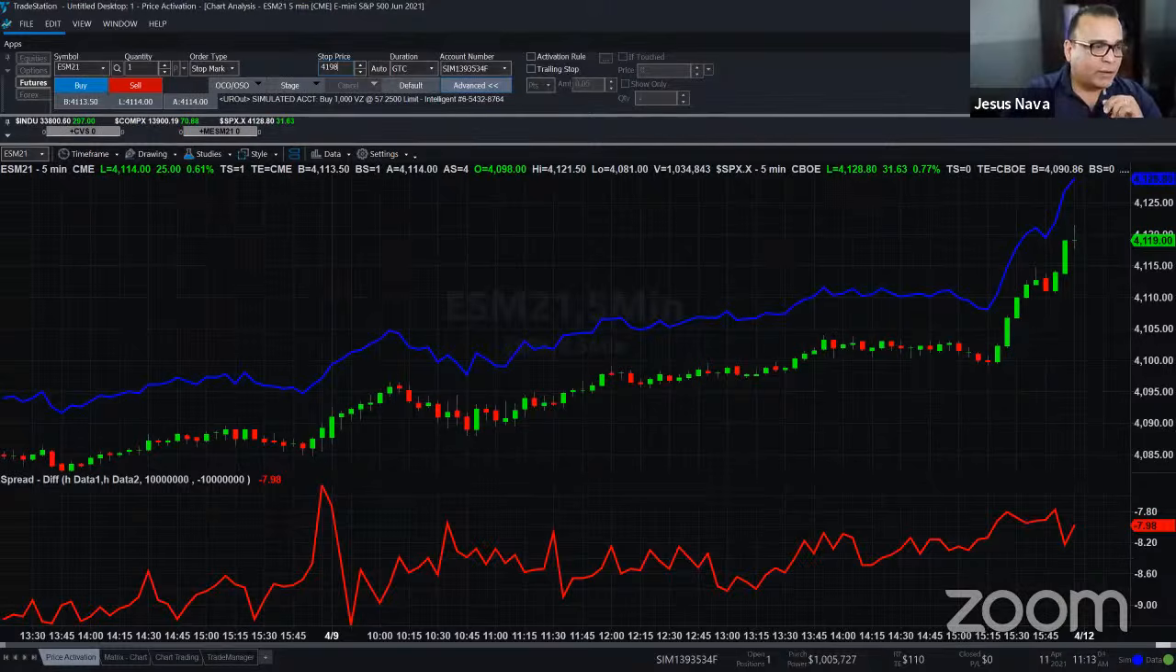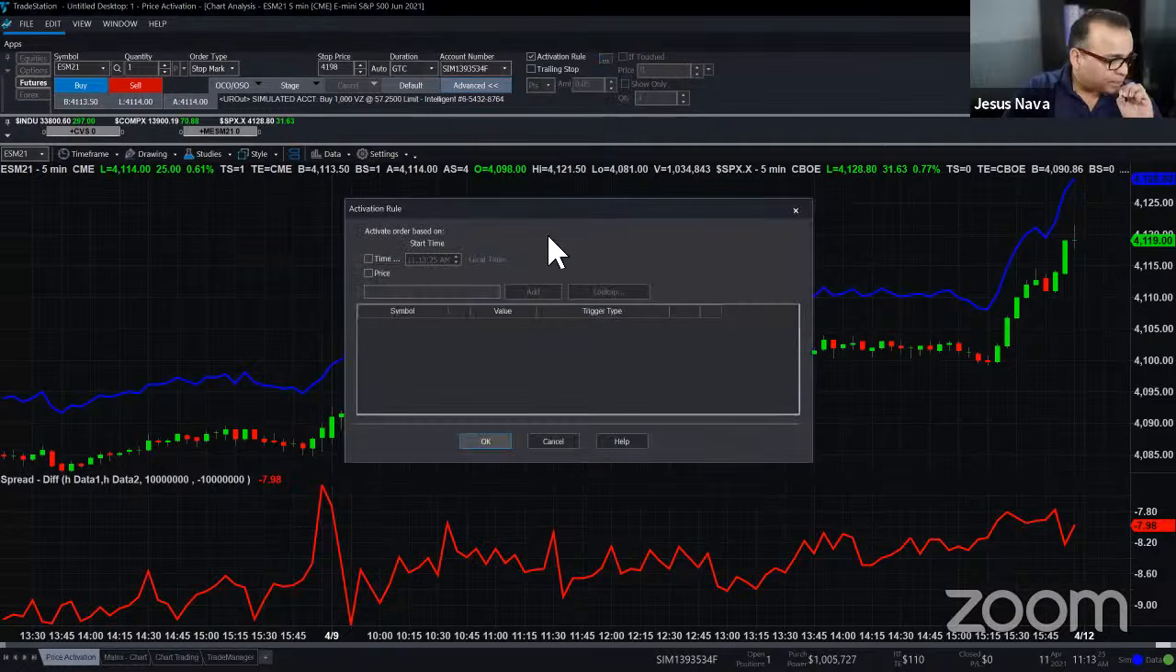So I'm going to buy the futures at 4198, but I'm going to set an activation rule on that order. Take a look at that checkbox. By the way, if you don't see the checkboxes here on the right-hand side of your trade bar, it's because you haven't clicked on advanced over here at the top. You click on advanced and all the checkboxes show up, including activation rule. I'm going to click on the ellipsis to set my condition.